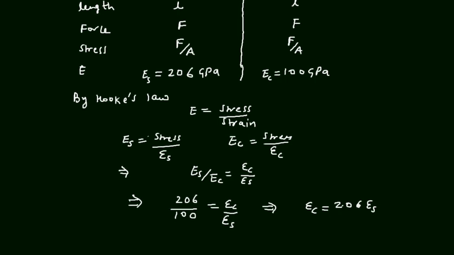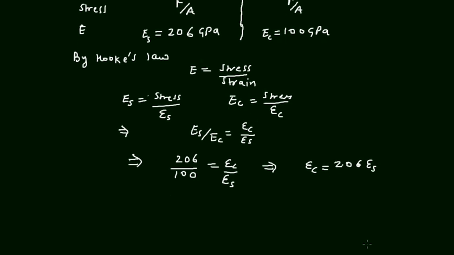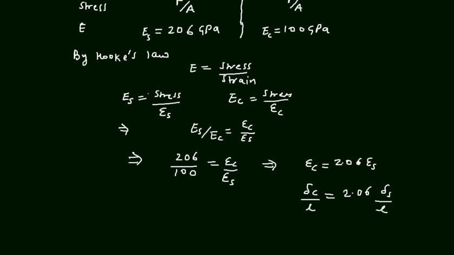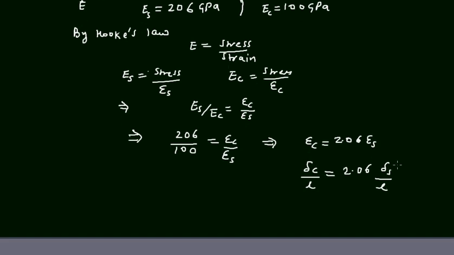Okay, what about the deformation? We know that the strain is equal to deformation per unit length. So here let's say delta C is the deformation in the cast iron and L is the length. Length is same for both, right? And delta S is the deformation in the mild steel rod divided by length. L is same for both. Hence from this delta C is equal to 2.06 of delta S.